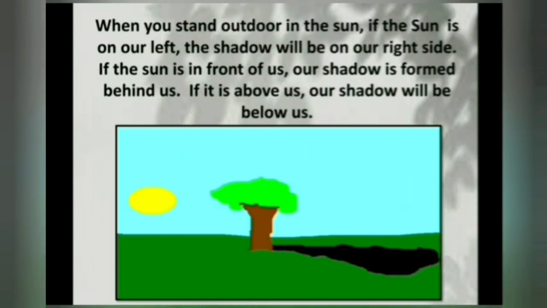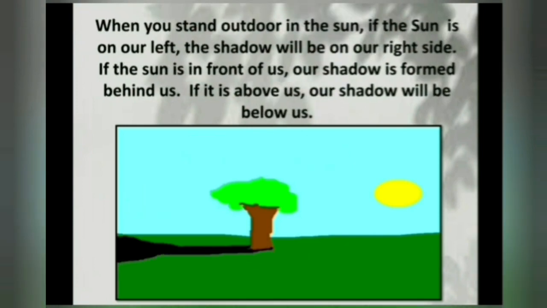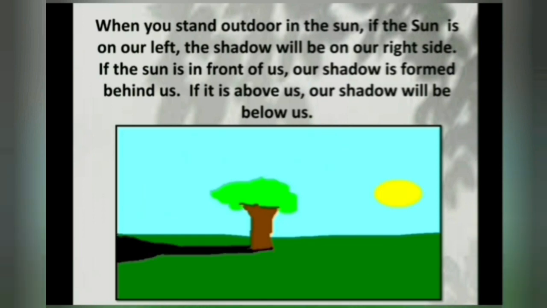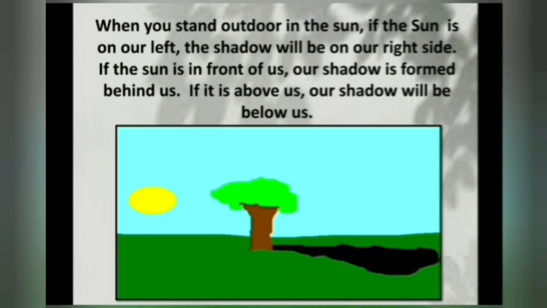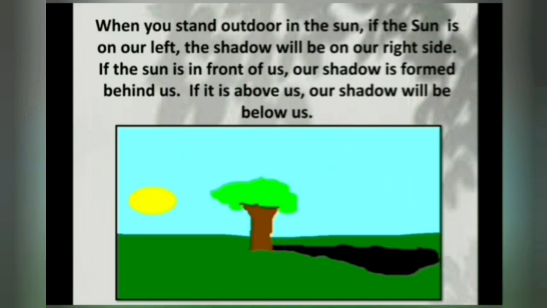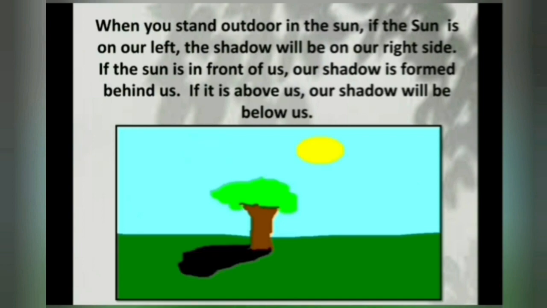When you stand outdoor in the sun, if the sun is on our left, the shadow will be on our right side. If the sun is in front of us, our shadow is formed behind us. If it is above us, our shadow will be below us.